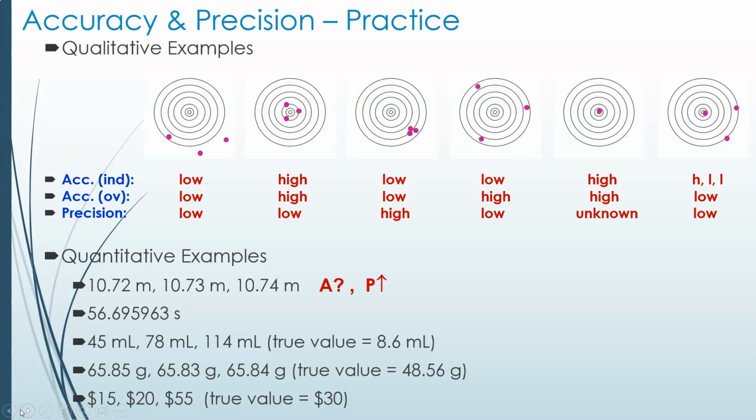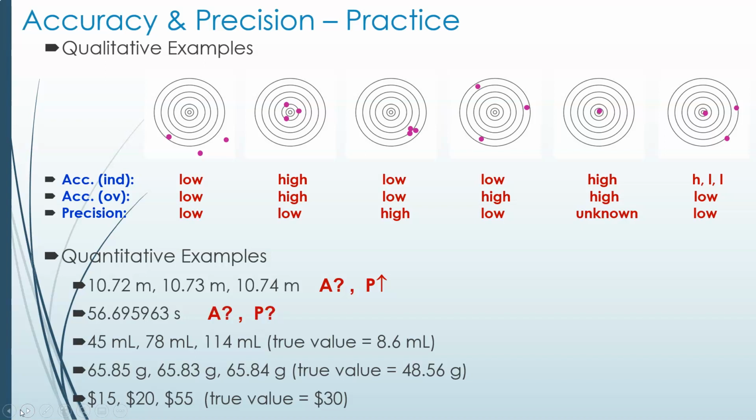Look at the second example, 56.695963 seconds. If this was in an everyday life situation, somebody would say, oh, that's very precise or that's very accurate. In fact, we have no idea if it's accurate or not because we don't know what the real value is. Maybe the real value is exactly this number. Maybe the real value is 4, in which case the accuracy would be far off, very low accuracy. So we have no way of knowing. And precision, we always need multiple measurements for precision. So we don't have any idea of the precision either.